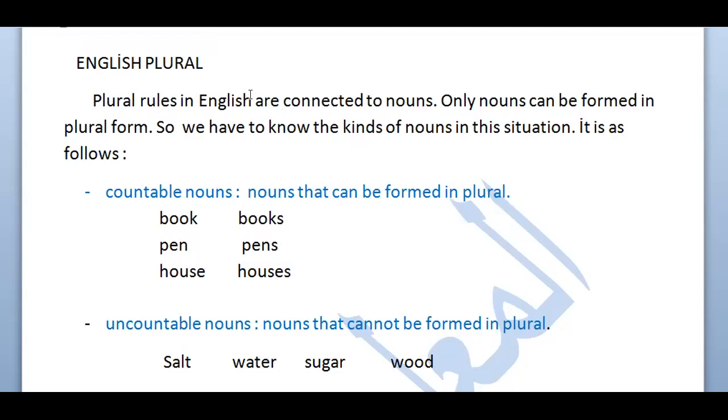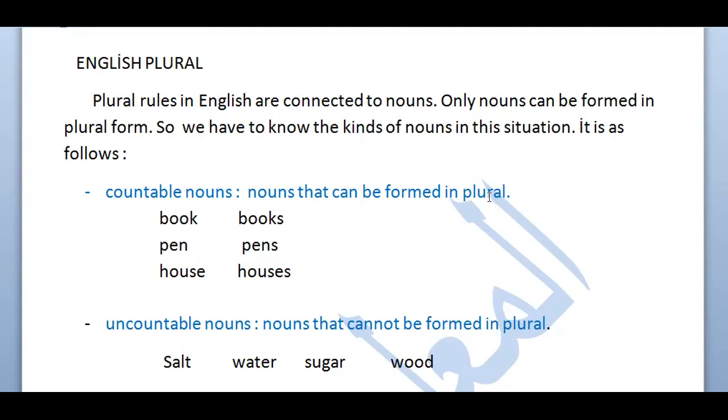Plural rules in English are connected to nouns. So only nouns can be formed in plural form. So we have to know the kinds of nouns in this situation. It is as follows. We have here countable nouns, nouns that can be formed in plural.